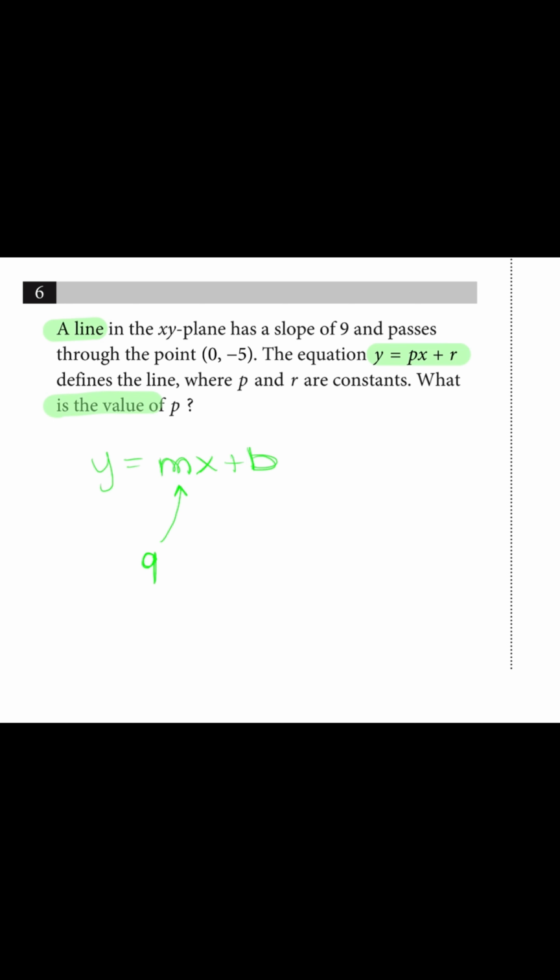And they want to know the value of p. So this used to be p, and since I'm replacing that with a 9, then the value of p is 9. That's it. I didn't even need to know that it passes through the point 0, -5, but if I would have needed to find r, which would be the y-intercept, I would need this information in order to find r.